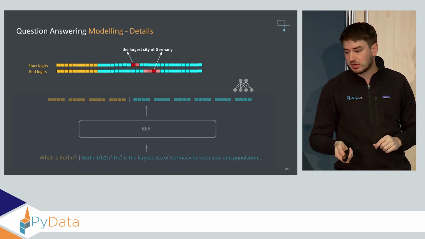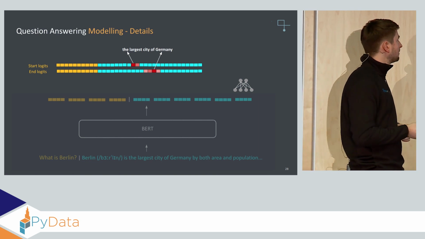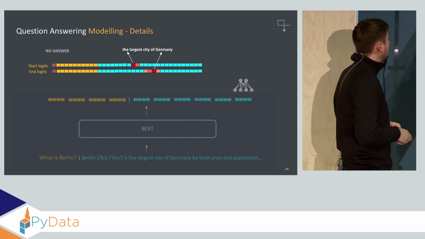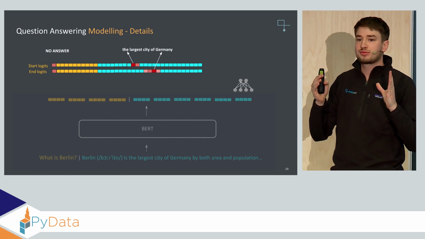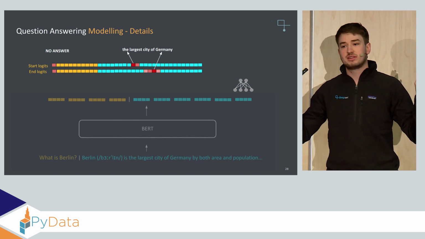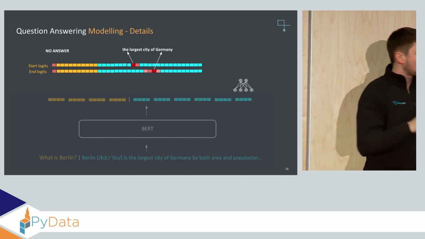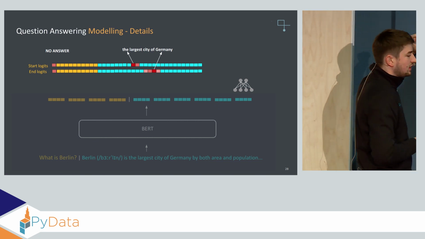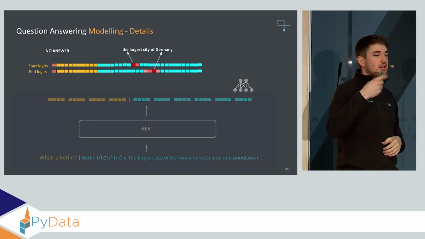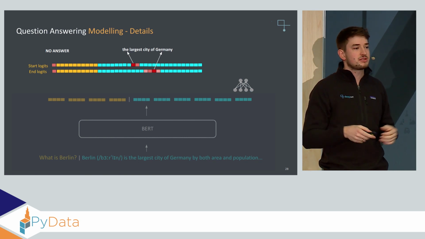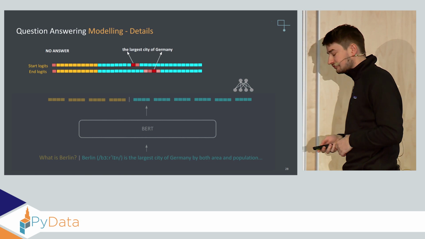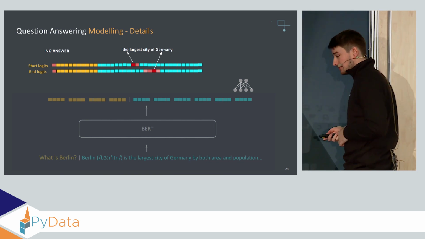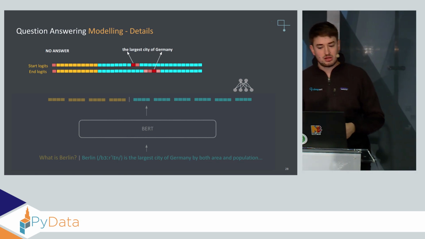There's one extra token, or specialty I would say. In many cases it's helpful if the model also has the option to say there is no answer in the text. And this is why people add an extra token in the beginning, so that the model can also predict there's no information in this text, I cannot answer this. And that's pretty much what happens on the modeling side.